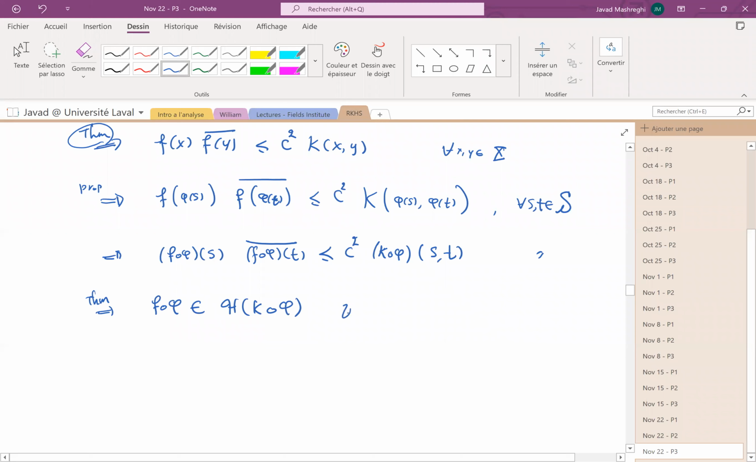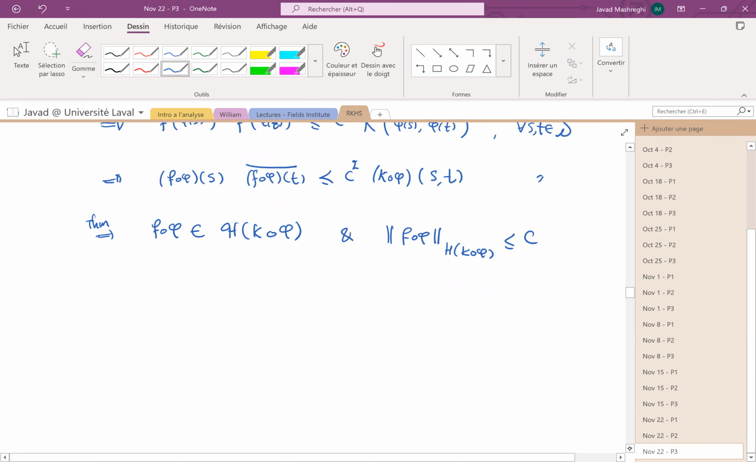And moreover, the norm of f of phi in this space is controlled by this constant. In other words, the norm of f of phi is less than or equal to, all the time, the norm of f in H of K, all the time.